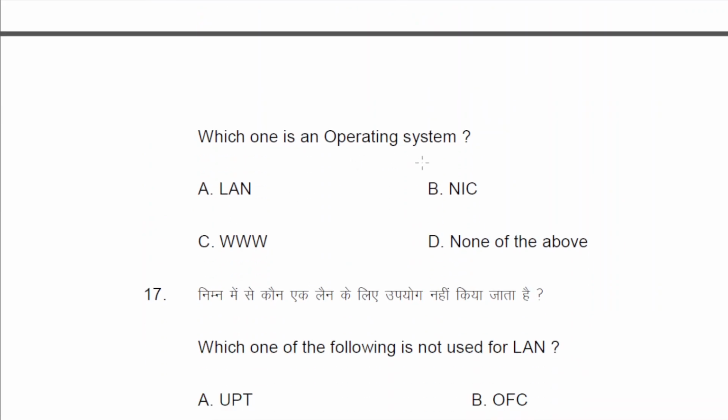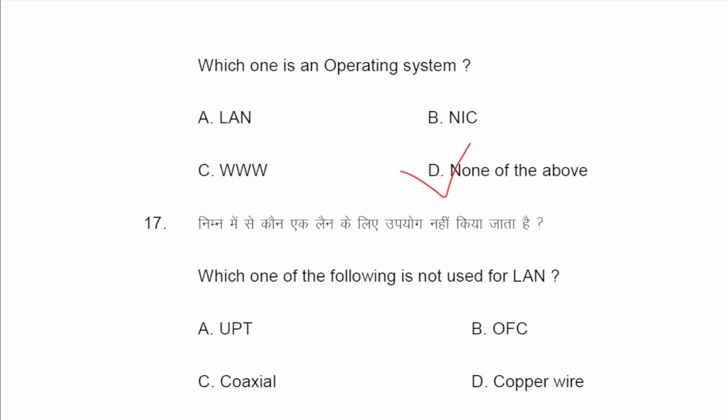Which one is an operating system? LAN, NIC, WWW, none of this. No one is the operating system. We have DOS, Windows, all these things.